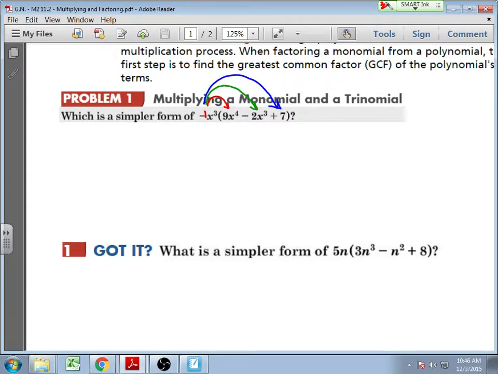My first multiplication, negative 1 x cubed times 9 x to the 4th. My second multiplication, negative 1 x cubed times negative 2 x to the 3rd, because the sign in front of the value has to go with the value.